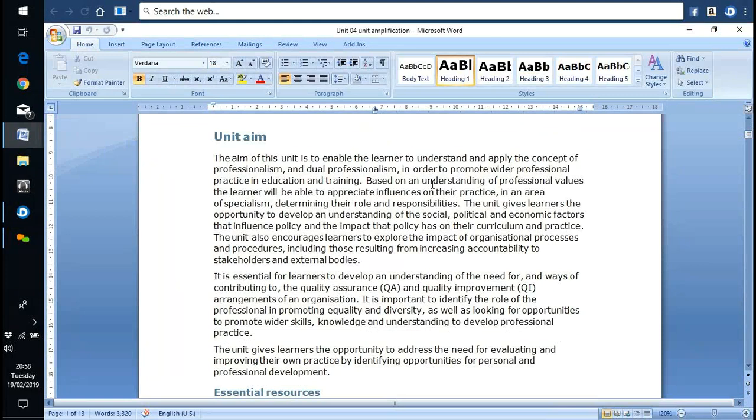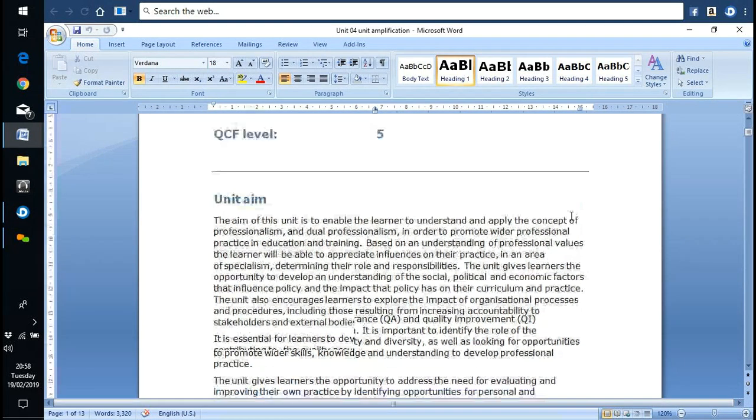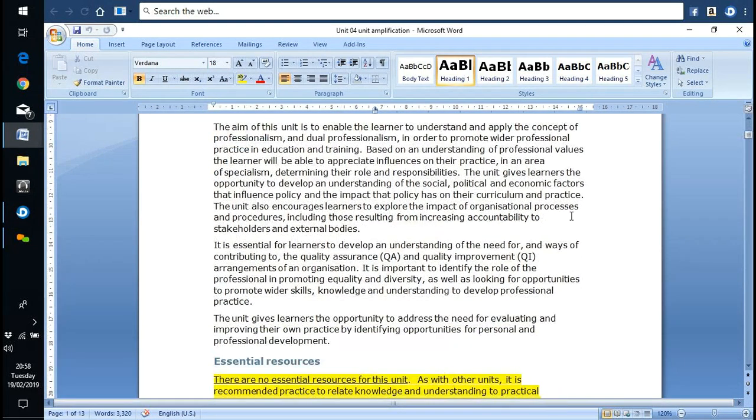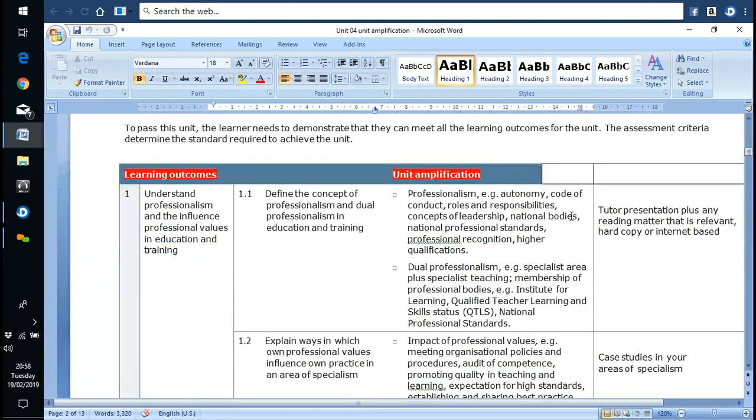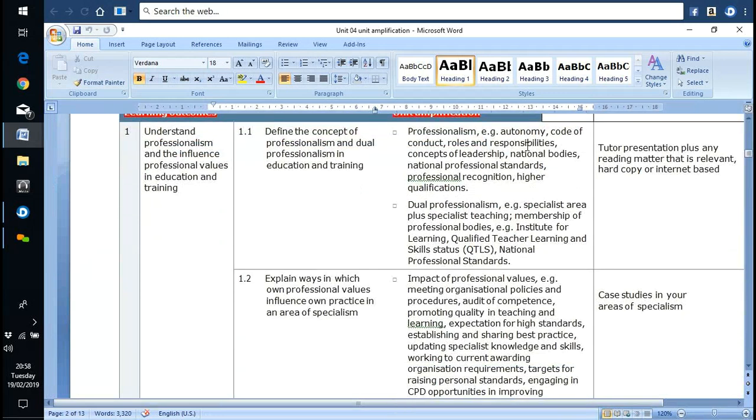So this is the same as Unit 3 on the event. Looking at the unit aim itself, there are no essential resources for this unit, but the amplification just sets out some ideas for you: your autonomy, code of practice, what you do, concepts of leadership, professional recognition, higher qualifications, dual professionalism, e.g. your own specialist area, plus any specialist teaching, membership of any professional bodies.